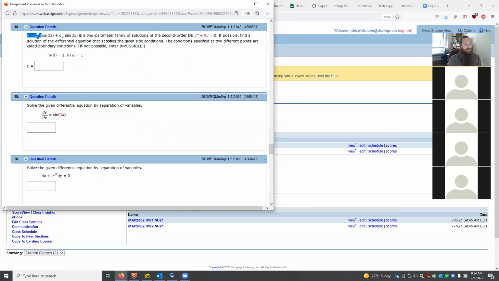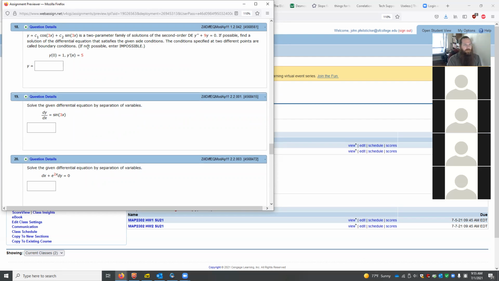They tell us that C1 times cos 3x plus C2 times sine 3x is a solution to the differential equation y double prime plus 9y equals 0. When they say two parameter family of solutions, they mean C1 and C2 are both free constants. So those are the two parameters. Technically, it's not one function, it's infinitely many functions because of those constants. So that's what they mean by two parameter family.